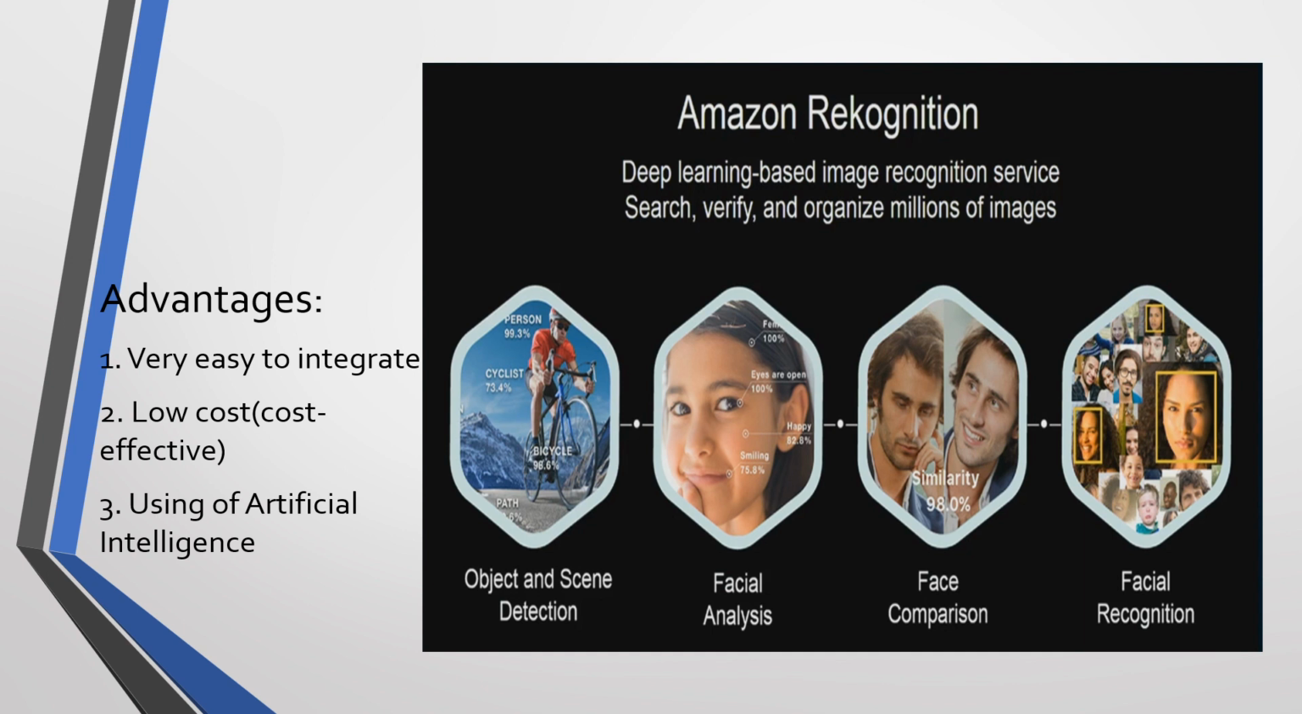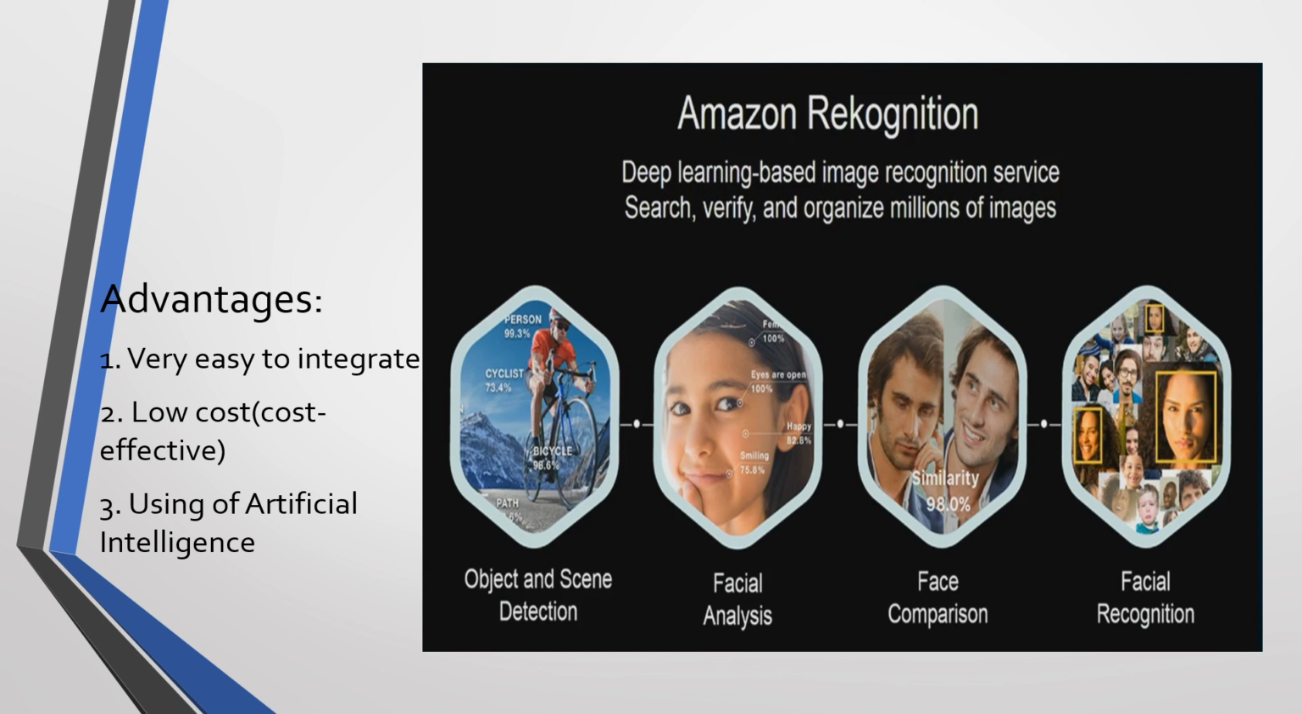Here is a picture of the different applications of Amazon Rekognition. In the first picture, you can see a person cycling near some hills. Our model can identify that there is a person with a confidence of 99.3. So what is confidence? Confidence is like determining the proper intent in the picture. And he's a cyclist with a confidence of 73.4, and there is a bicycle with a confidence of 98.6. So these are accurate results.